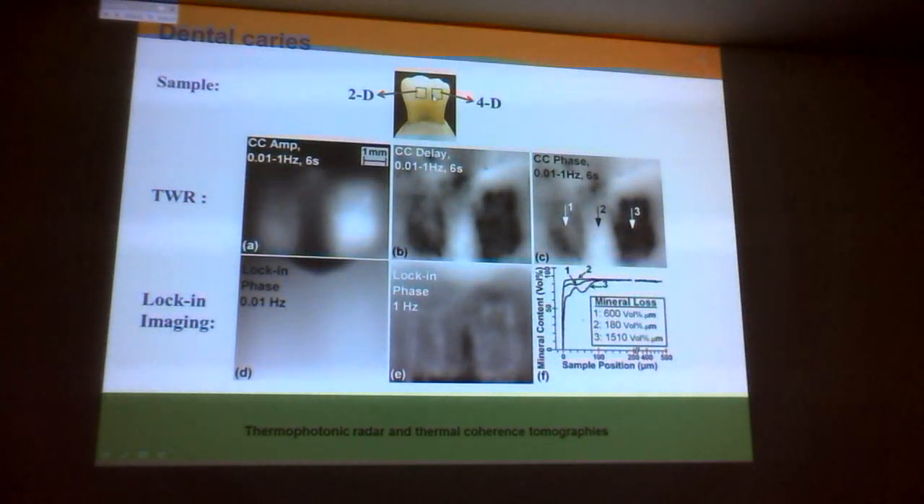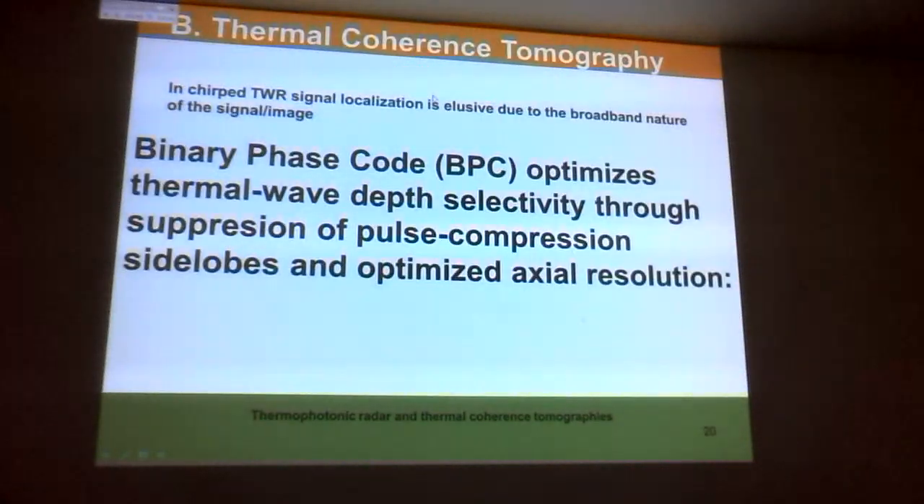Viscosity, I think we can reach half a millimeter. Yes, because that's also why the frequencies are so low. So this was the first part that you saw. Now we have something, but I didn't say anything about thermal coherence tomography.